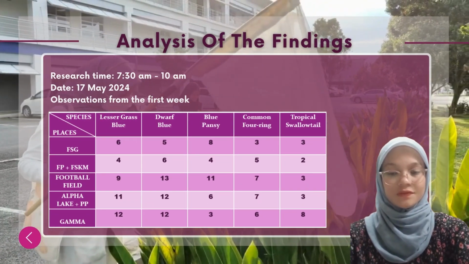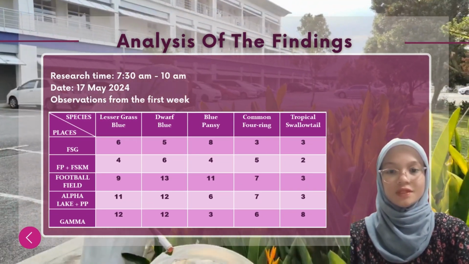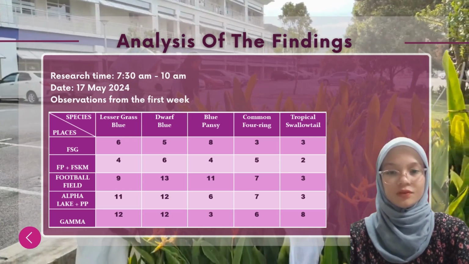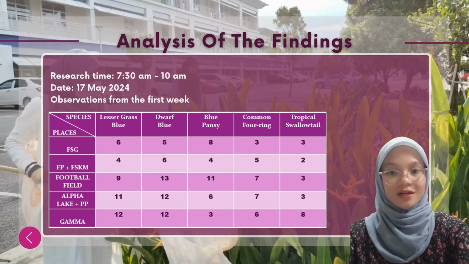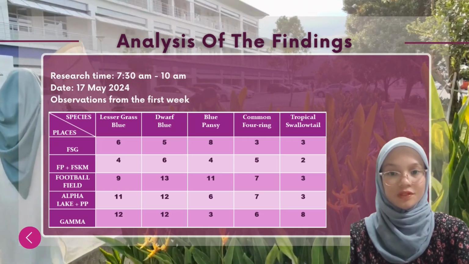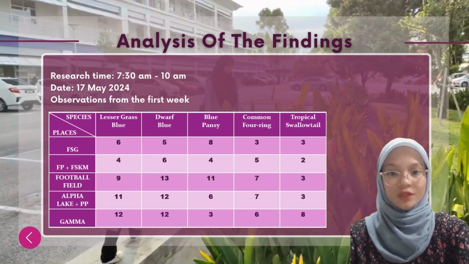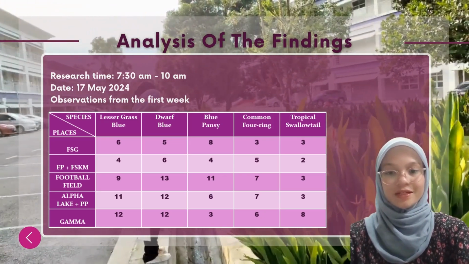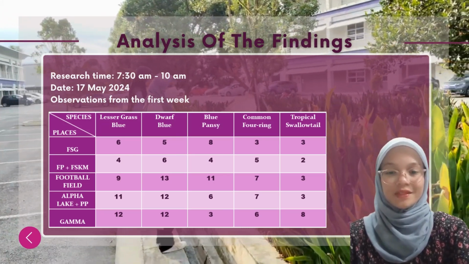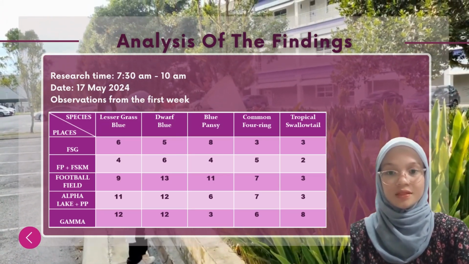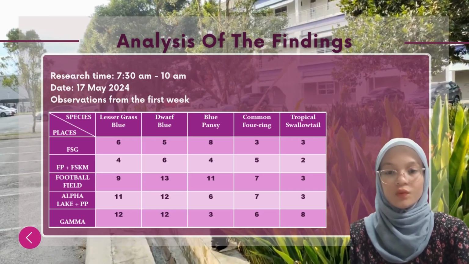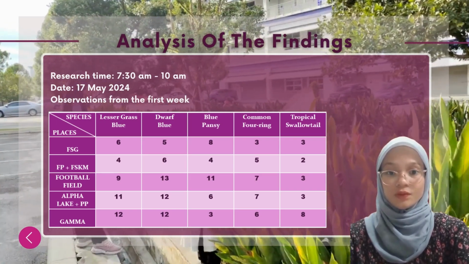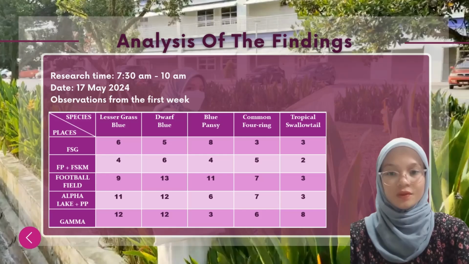During our research in the first week, which was conducted from 7:30 am to 10 am on 17 May 2024, we collected valuable data on the number of individual species observed in different locations. This information is summarized in a table, providing a clear overview of our findings. The columns in the table represent the different species of Lepidoptera, which are lesser grass blue, dwarf blue, blue pansy, four-ring, and swallowtail.